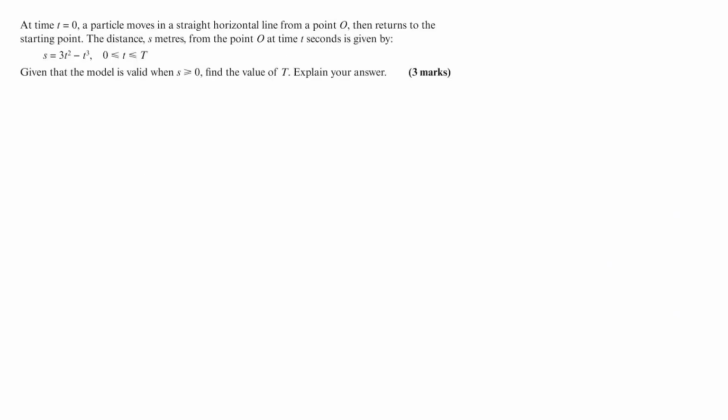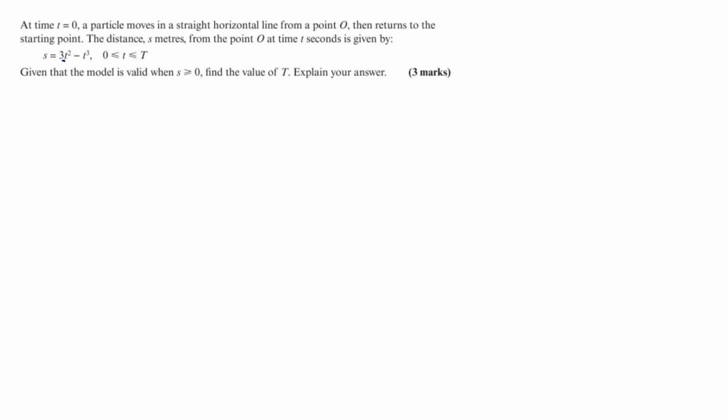Now, let's look at this one. At time t equals 0, a particle moves in a straight horizontal line from a point O and then returns to the starting point. We're told that the distance is given by s is equal to 3t squared minus t cubed. Given that the model is valid, find the value of t, giving your answer. Okay. So, we're told, first and foremost, that it returns to O. So, what can we do? We can find what t is.